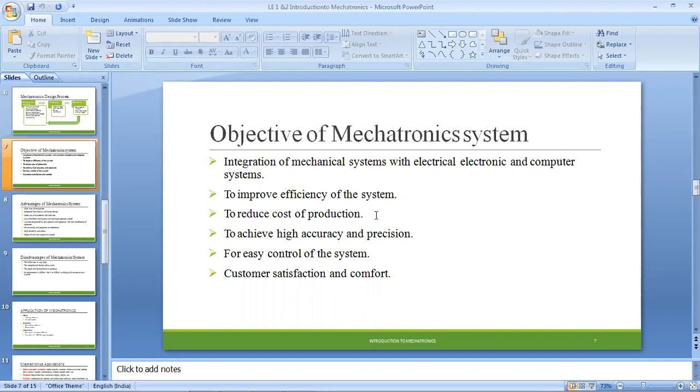Next, to reduce the cost of production. Cost of production will also be reduced. Within half an hour, 5 different products can be manufactured, whereas if done manually, only one product is manufactured. Time lapse also decreases. There is high accuracy and precision, the system is easy to control, and customer satisfaction and comfort also exist, right? Okay.